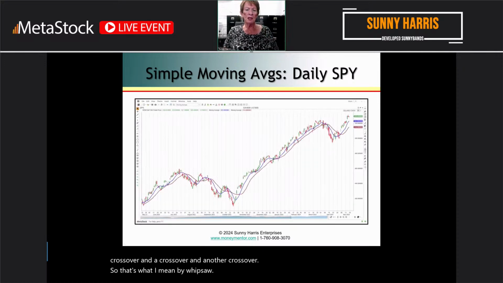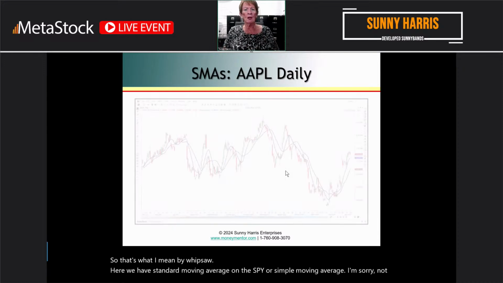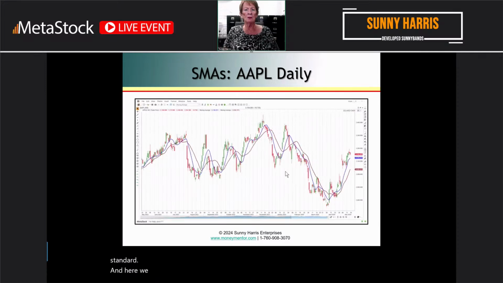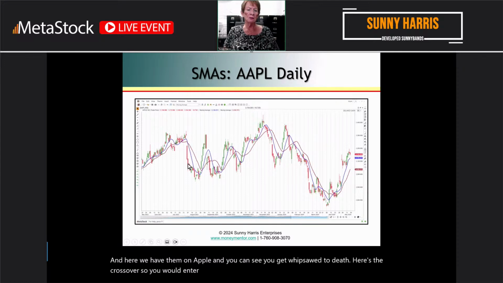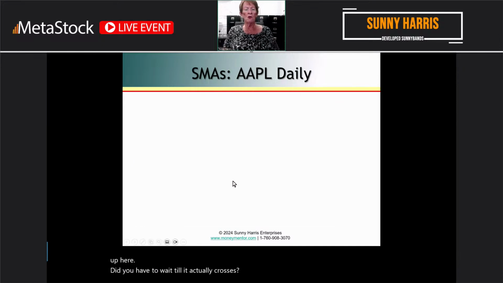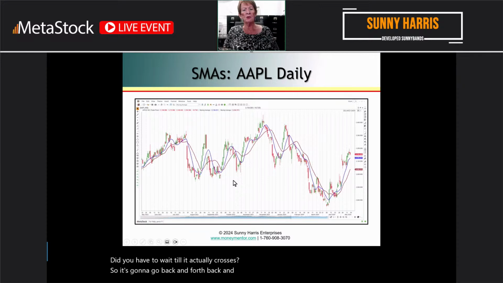Here we have the simple moving average on the SPY. And here we have them on Apple, and you can see you get whipsawed to death. Here's the crossover, so you would enter down here, going short. Here's this crossover, you would enter up here. You have to wait till it actually crosses. So it's going to go back and forth, whipsawing.